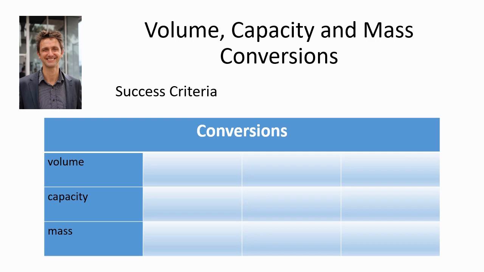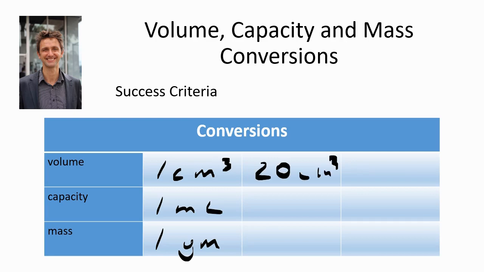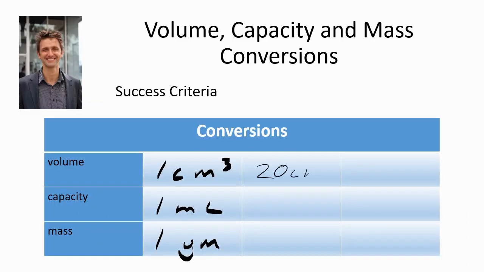Today we're trying to understand that 1 cubic centimetre equals 1 milliliter, which also equals 1 gram, which is of course a weight measurement. And that also means that 20 centimeters cubed equals 20 milliliters, which equals 20 grams. Okay, so that's the sort of success criteria we're looking at.